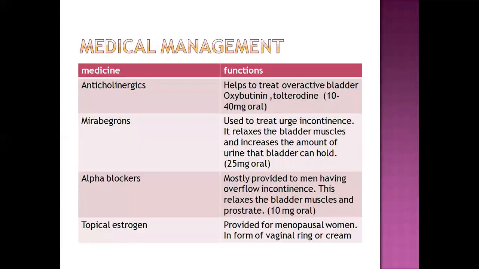Let's view medical management. We have the following medicines with dosage and function: anticholinergics, cholinergics, mirabegron, alpha blockers, and topical estrogen. Anticholinergics can be used to treat overactive bladder, mirabegron for urge, alpha blockers especially in men who have overflow incontinence, and topical estrogen, applied over the surface for menopausal women in the form of a vaginal ring or cream.